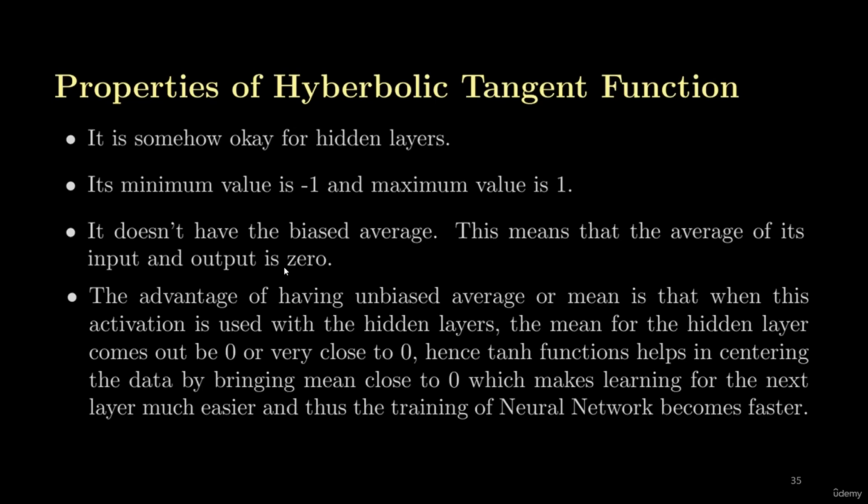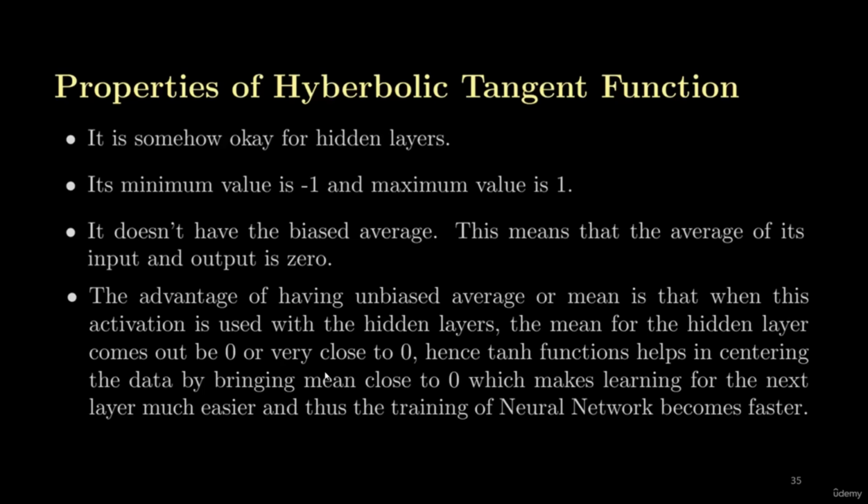So what is the advantage of the unbiased average? Here is the advantage. What happens when we use this activation function with the hidden layer? The mean of the hidden layer comes out to be 0 or very, very close to 0. Hence, the tangent hyperbolic function helps in centering the data by bringing the mean close to 0.